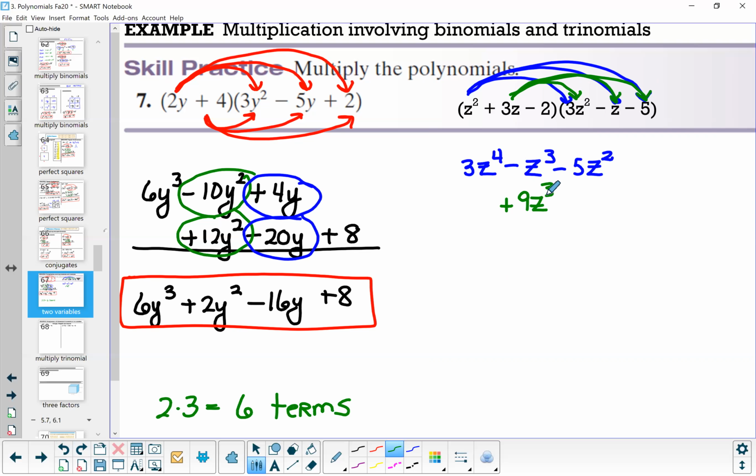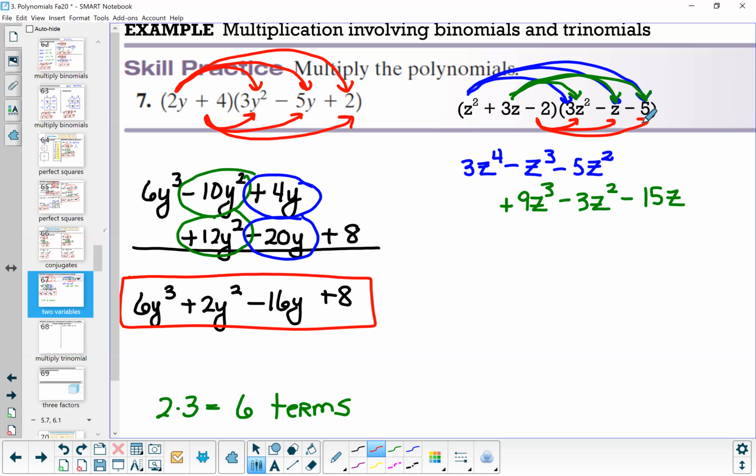And then 3z times minus z is minus 3z squared. And then 3z times minus 5 is minus 15z. Okay. And then lastly, we have the minus 2 that we need to distribute. Minus 2 to the 3z squared, to the minus z, and to the minus 5.